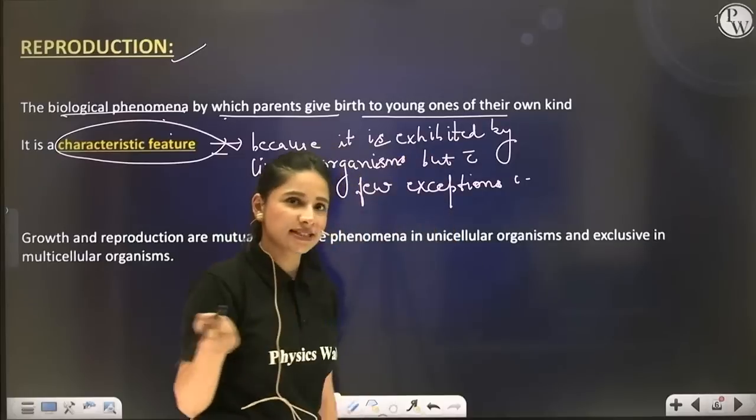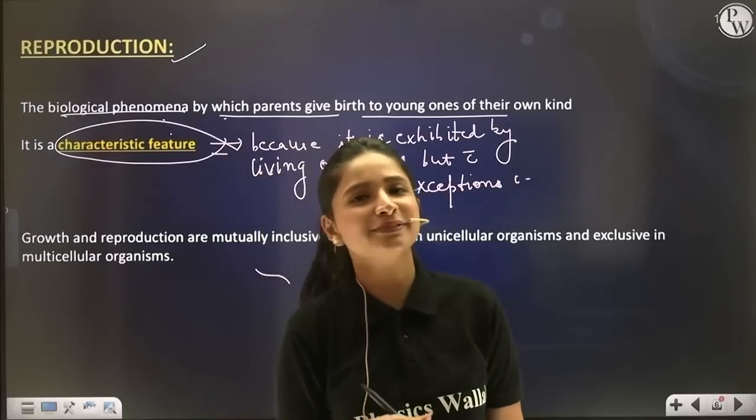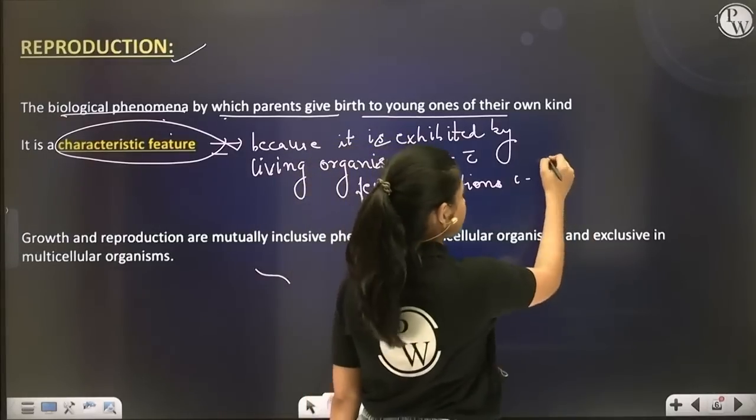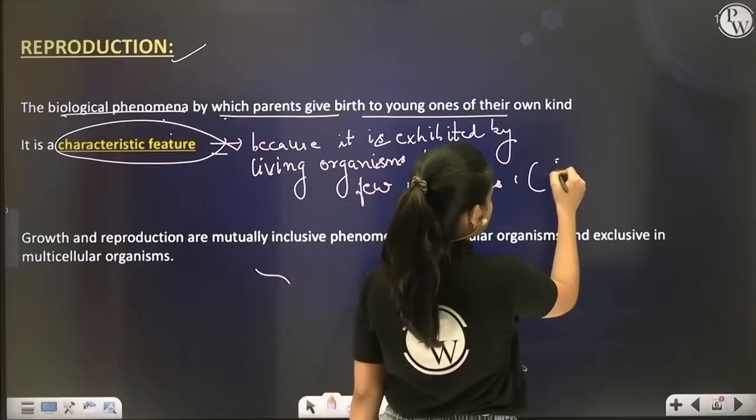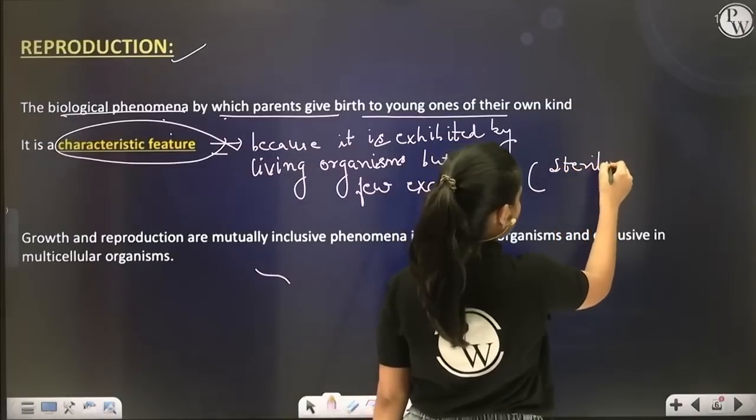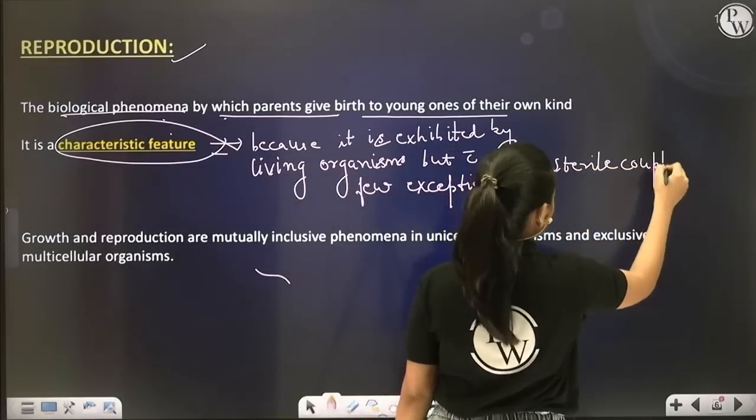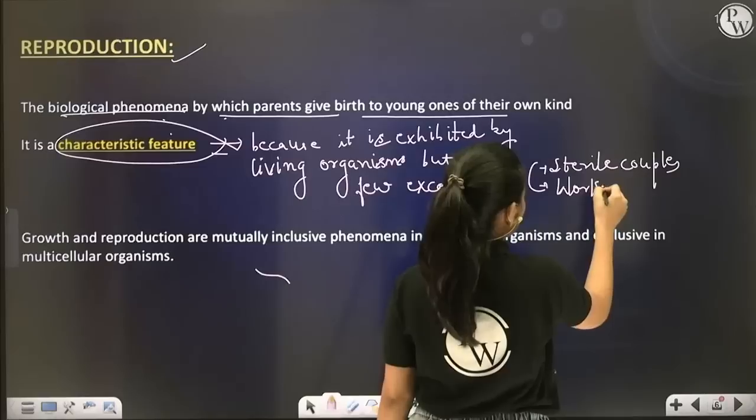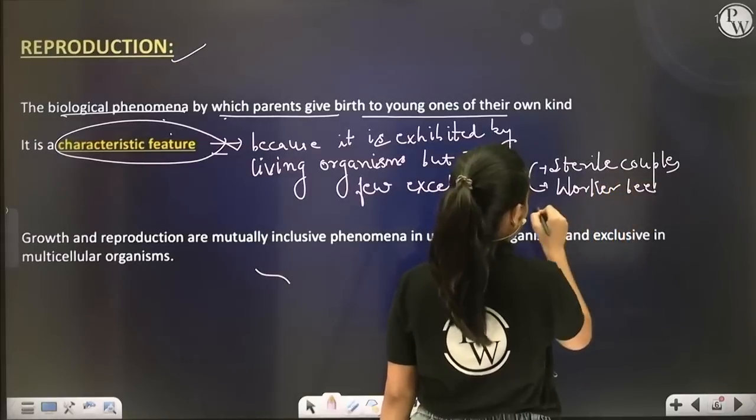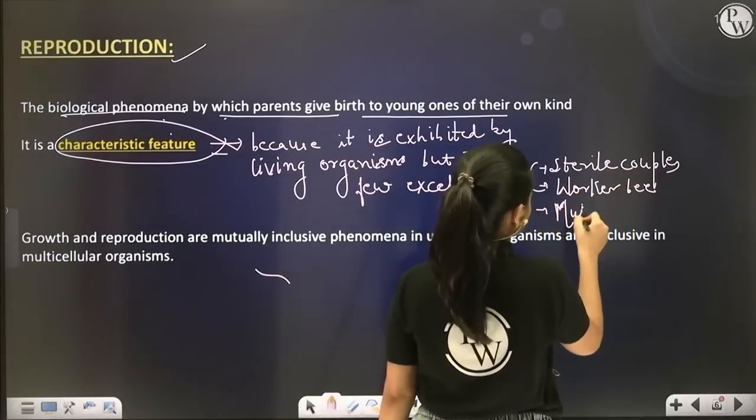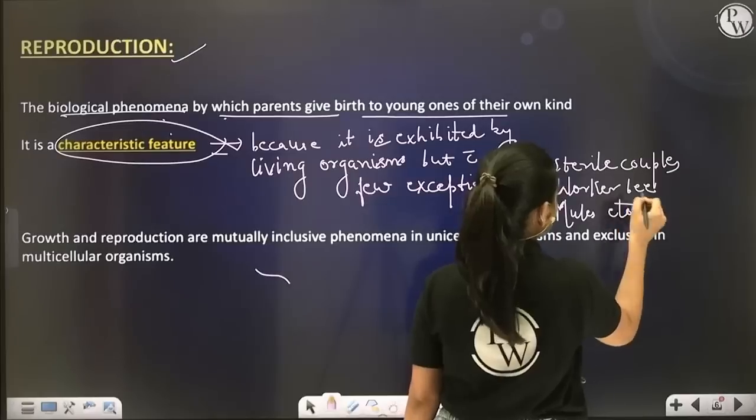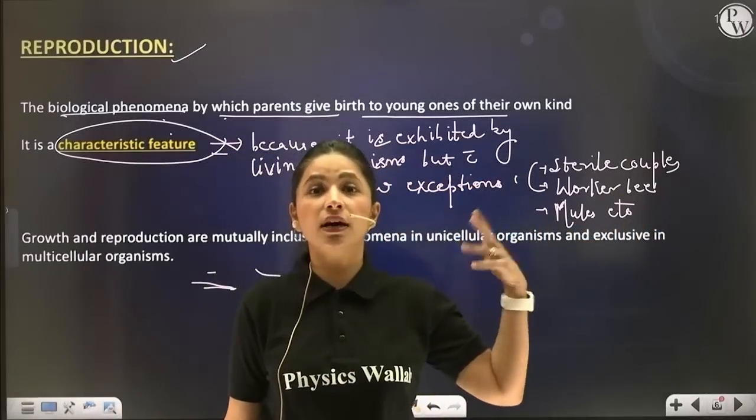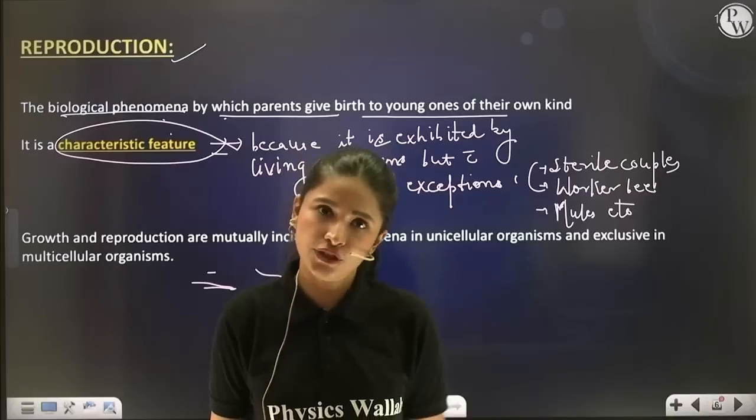And what are those exceptions? Have I told you? Yes, ma'am, you have told us. And those exceptions are like sterile couples, the couple who are not able to reproduce, worker bee, mules, etc. Right? So because of this reason, reproduction becomes a characteristic feature.